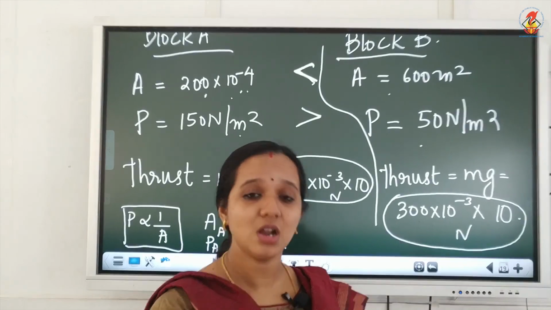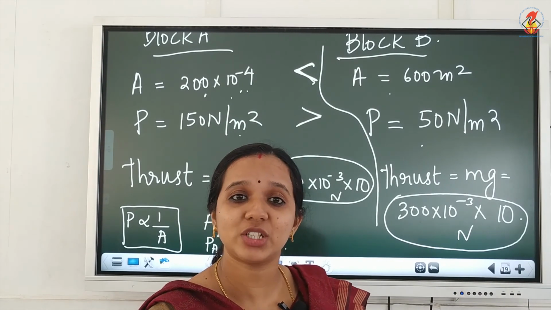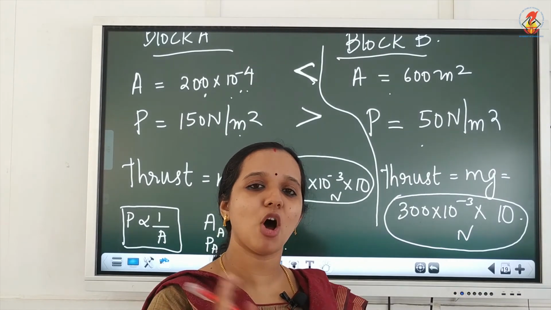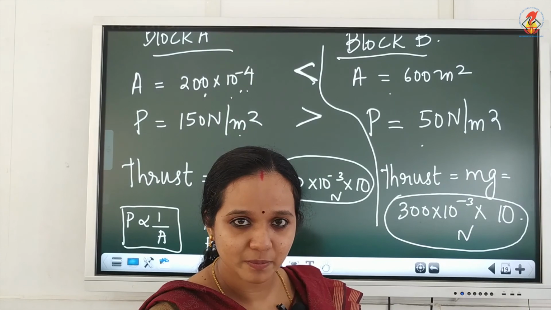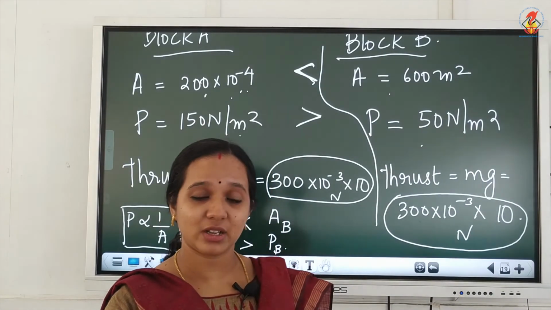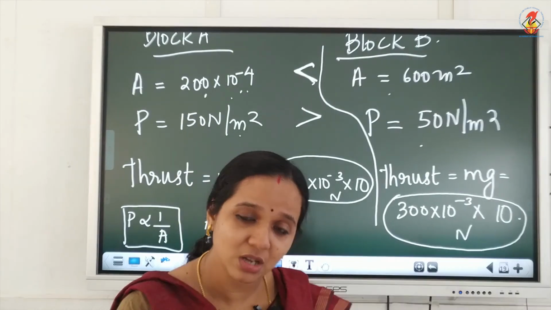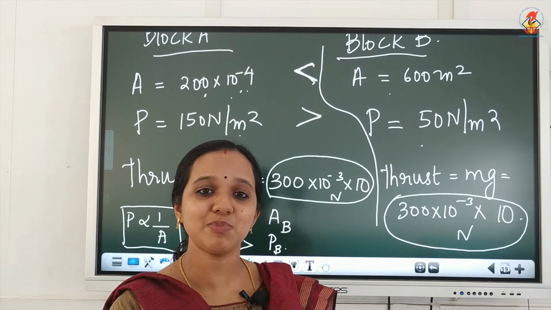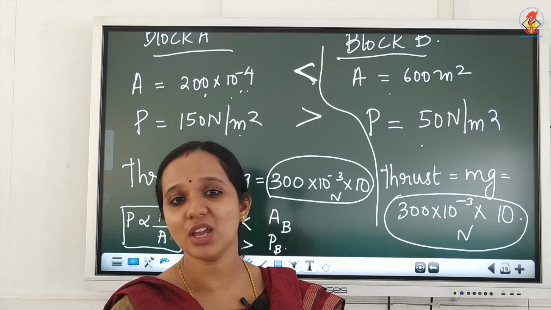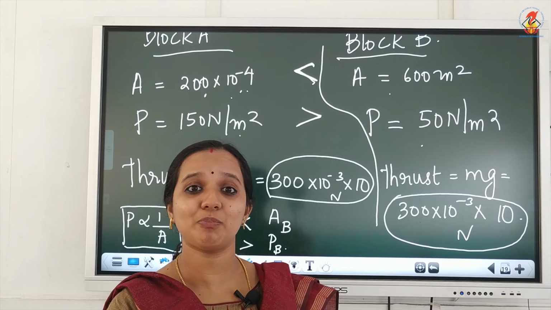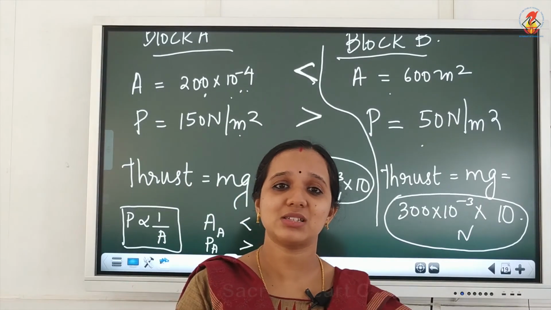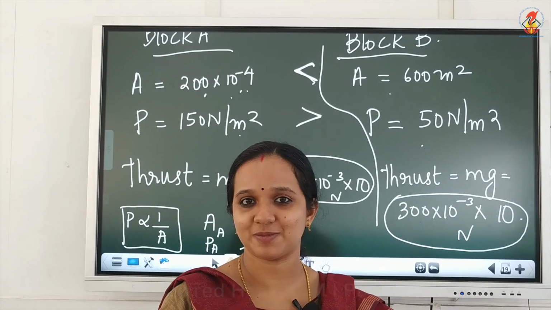But pressure depends upon the position of the object placed. When the block was placed vertically, it exerted a higher pressure than when the block is kept horizontally. So pressure depends upon the position of the object, while the thrust doesn't depend upon the position.